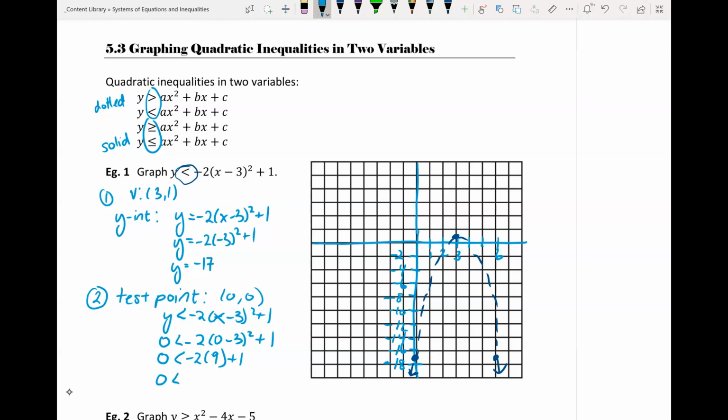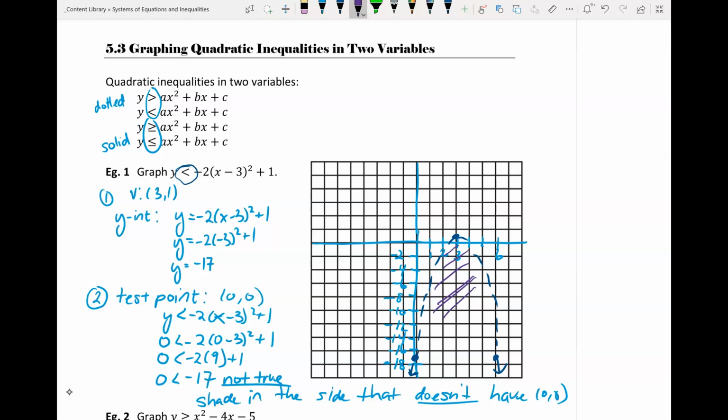Now it's saying 0 is smaller than negative 17. This is not true. So that means we're not going to shade in the side of 0, 0. So we're going to shade in the side that doesn't have the point 0, 0, which should be on the inside of that parabola then, which is located in here. And that is our graph.